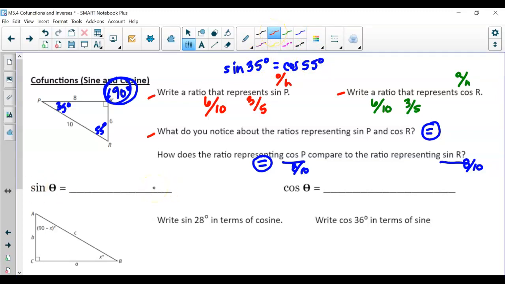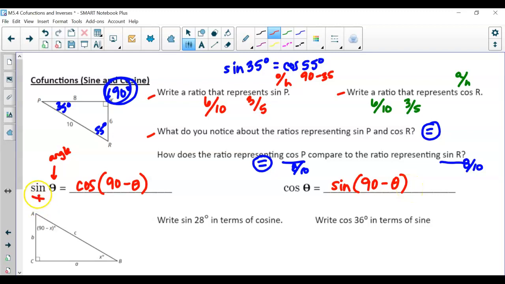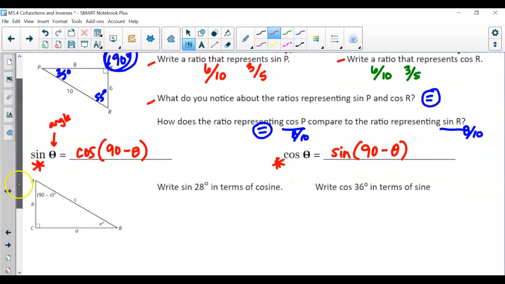So if we wanted to write this out mathematically, the sine of theta, our angle measure, is going to equal not cosine of theta, but cosine of 90 minus theta. Because in the end, 90 minus the angle, let's say it was 35, gave you 55. And same thing for cosine. This is equal to sine of not theta, but 90 minus the angle measure given to us. So again, this is our cofunction relationship, keeping in mind that they are complementary.